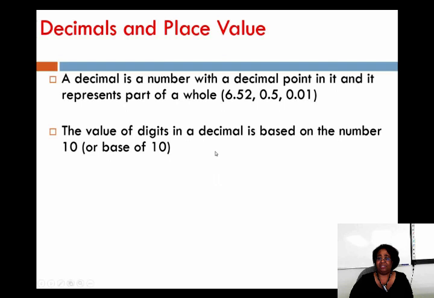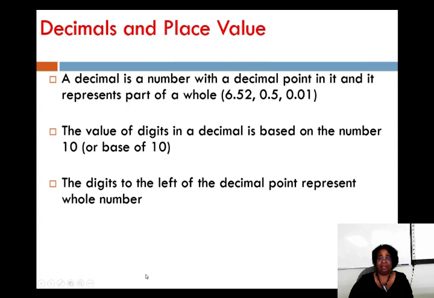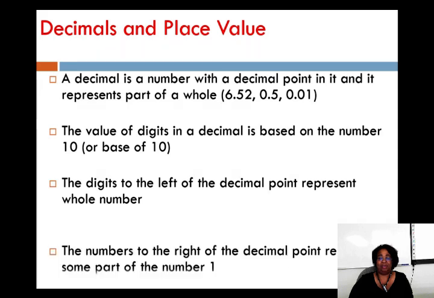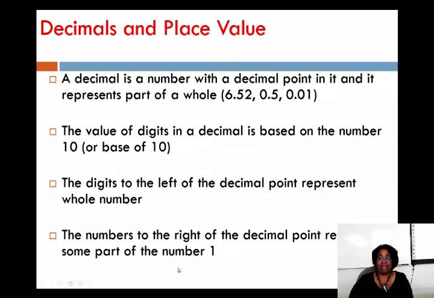The values of the digits in decimals is based on the number 10, or the base of 10, just like in whole numbers. The digits to the left of the decimal place represent the whole number, and numbers to the right of the decimal point represent some part of 1. That's where your part of a whole comes. It's on the right side of your standard form.